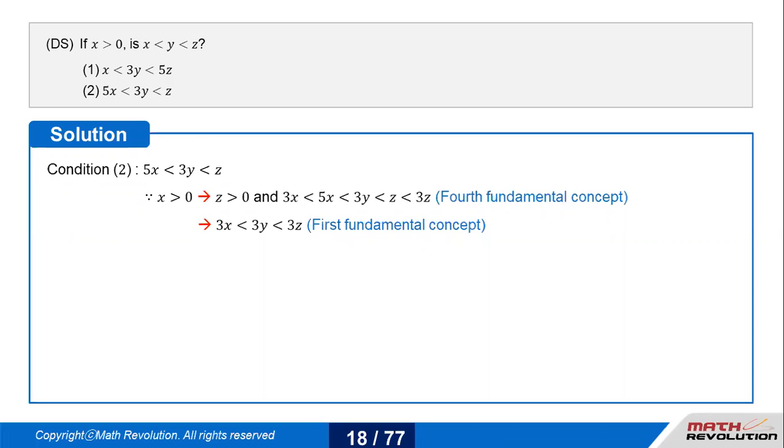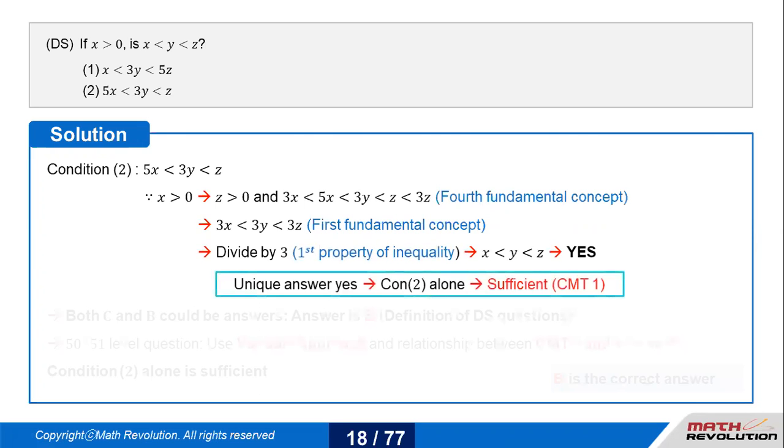So in this situation, what are we getting here is, if 3x is less than 5x, and 5x is already less than 3y, that means 3x is less than 3y. And if z is less than 3z, then 3y would be less than 3z also. So my expression has become 3x is less than 3y, which is less than 3z. Removing 3, we get x is less than y, which is less than z. We could answer yes. So my condition number B happens to be the answer.